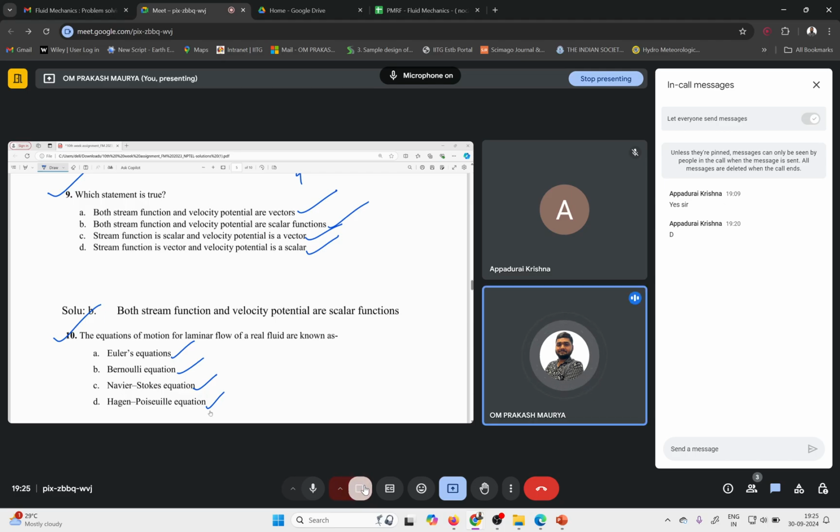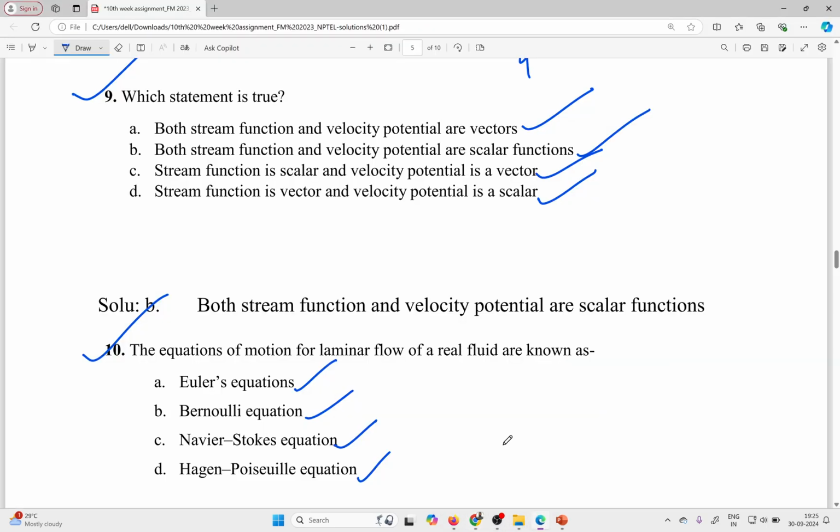Okay, the answer of this question is: for the equation of motion for a laminar flow where we are talking about a real fluid, viscosity will be there in the fluid. So viscosity exists in the fluid. We are talking about the real fluid here. That's why.